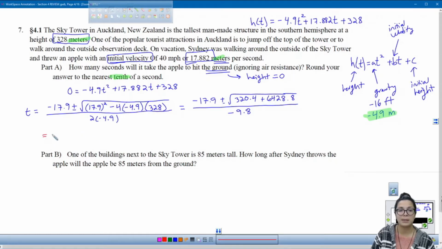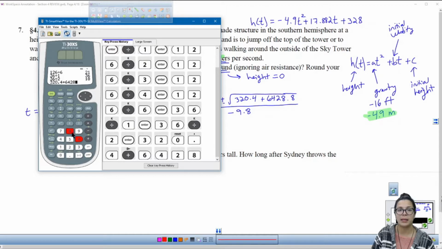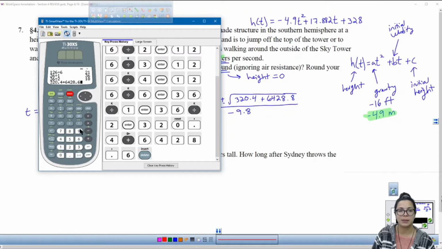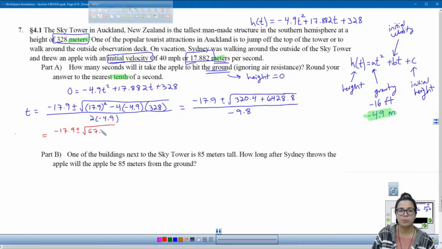Continuing now, we need to add these two numbers together. 320.4 plus 6428, not 0.6, let me delete that, 0.8 equals 6749.2. And then if I take the square root of that answer, I get about 82.2 if we round to the nearest tenth.